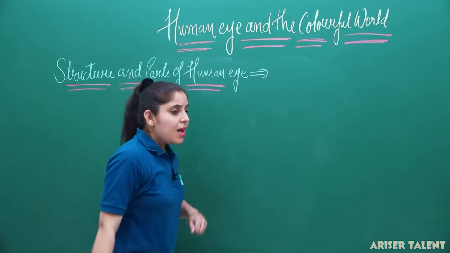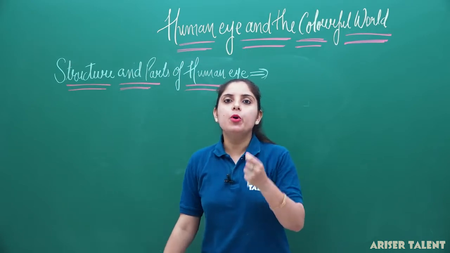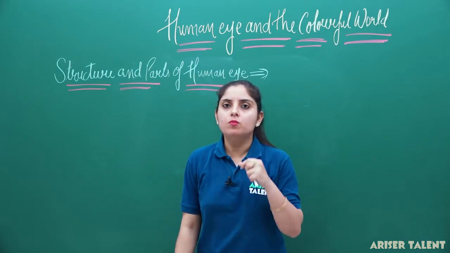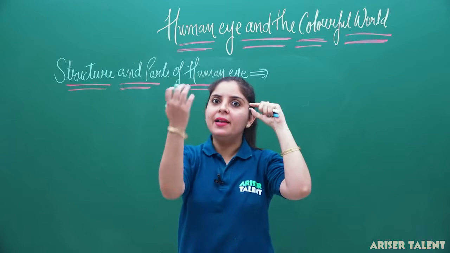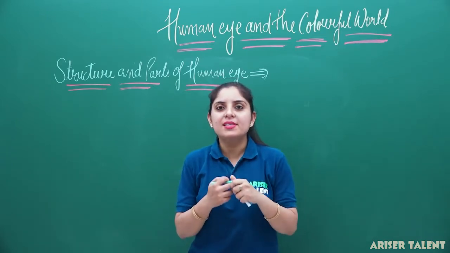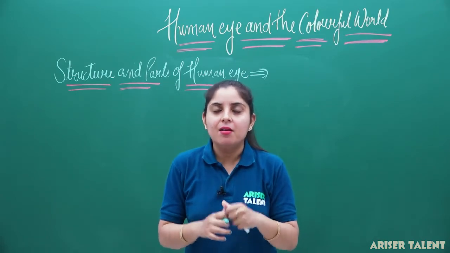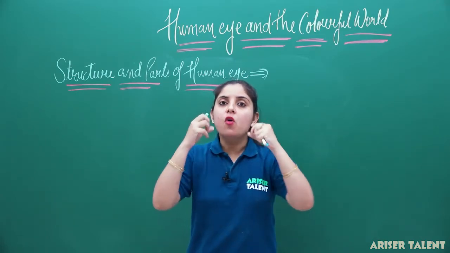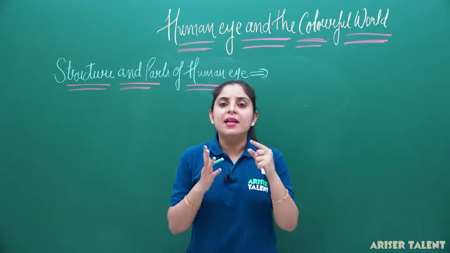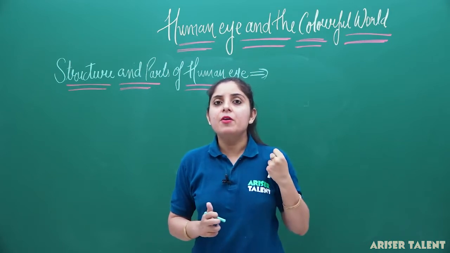Now, our eye is actually spherical in shape, having a 2.3 centimeter diameter. In this eye, whenever light falls on our lens, an image is formed on a screen, and that screen is known as the retina. So, the image is formed on this retina. That's why things are visible to us, because light is getting reflected away from the objects.